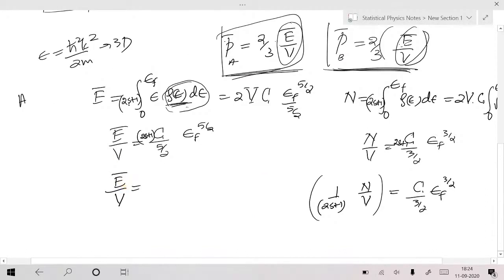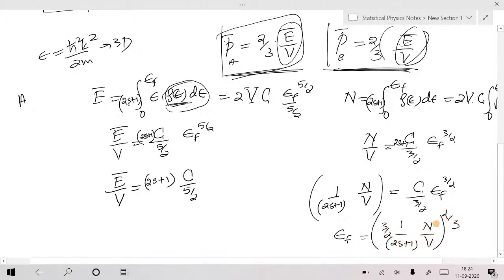That's why, for E bar by V, what I'm going to do is 2s plus 1, c by 5 by 2. If I solve it for EF, what would happen is 3 by 2, 1 by 2s plus 1 into n by V whole power 2 by 3. Let me substitute as it is, raised to 2 by 3 raised to 5 by 2. Totally this would be 3 by 2, 1 by 2s plus 1, n by V whole power 2 by 3 power 5 by 2, that is 5 by 3.